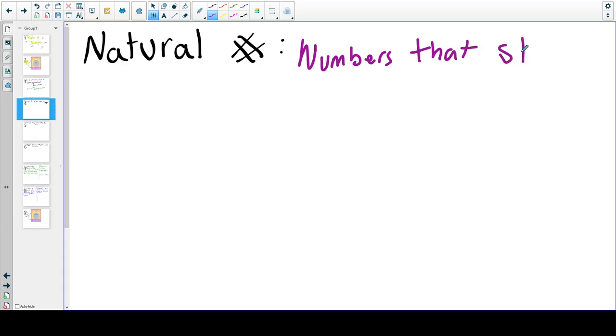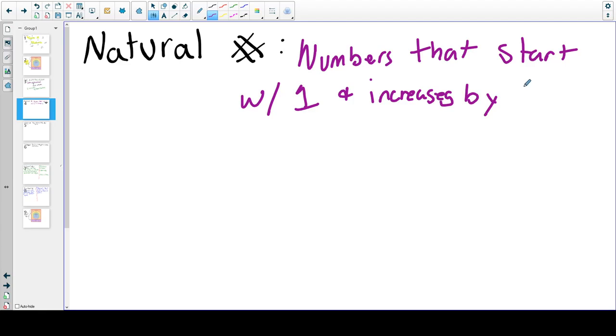that start with 1 and increases by 1. Okay? We talked about this in class, like the first set of numbers that people came up with are numbers that you can kind of count on your hands, like 1, 2, 3, 4, 5. But in other words, if you keep adding 1 to any number, you get another number, right?